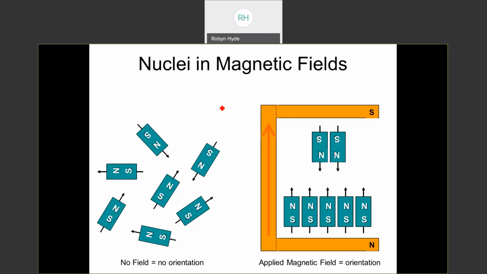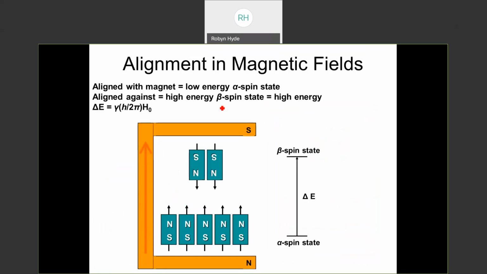So this is population dynamics. We have our rules, and then there's going to be certain numbers in our population who will break the rules. Same thing happens with our atoms. So when we take our atoms and put them into an applied field, most of them are going to orient with the field, but not all of them. And so that's why I have these two different populations. Those that align with the magnet are in the low energy alpha spin state. Those that are aligned against the magnet are in the high energy beta spin state.